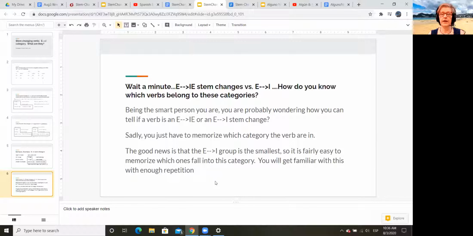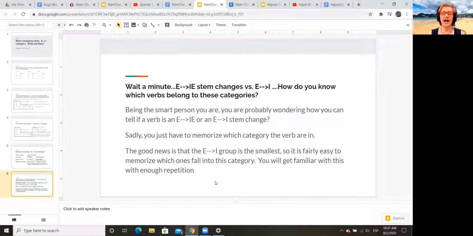Okay. Here's a question that may come to mind. You may say to yourself, if there are E to IE stem changes and there are E to I stem changes, how do you know if it's an IE change or if it's an I change? And sadly, you just have to know.